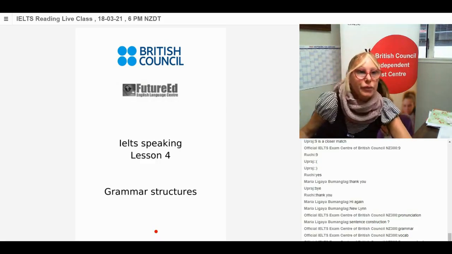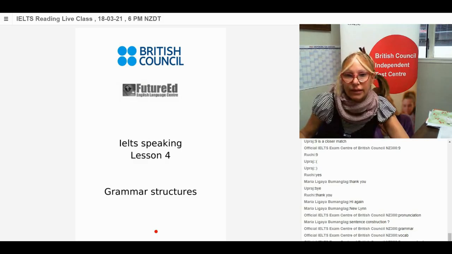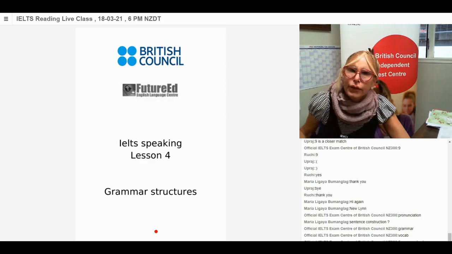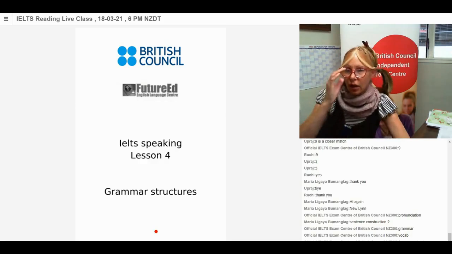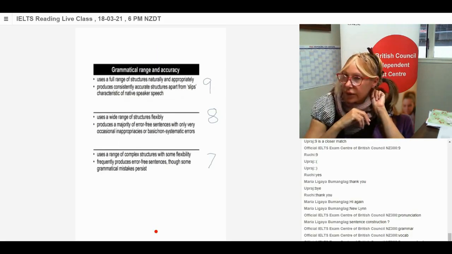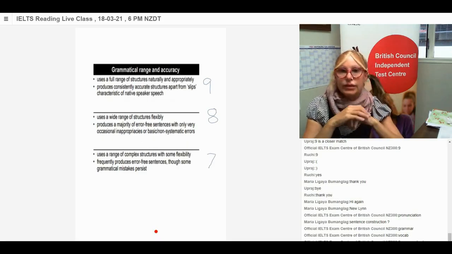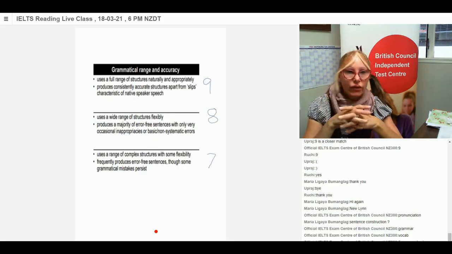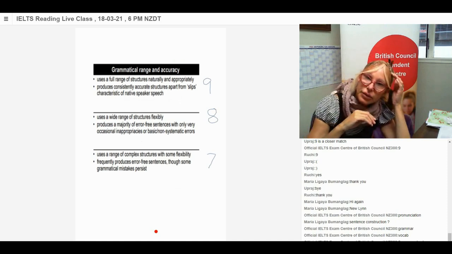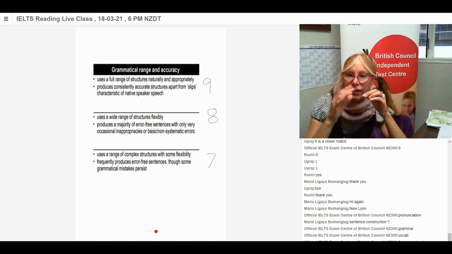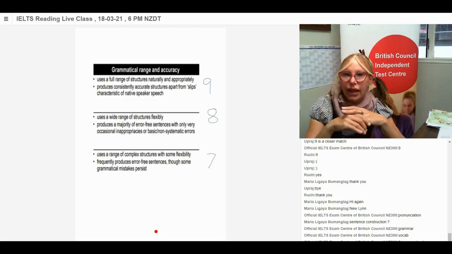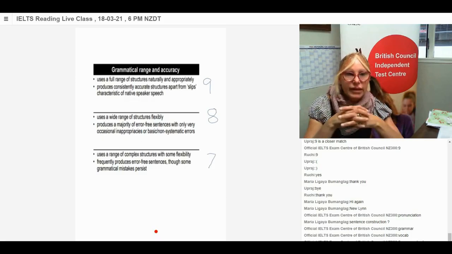We've been looking at grammar structures the last couple of weeks and what it means to do well in the grammar section of the speaking test. It's not very clear, is it? Okay. All right. So if you're not familiar with the IELTS band descriptors, here is something that you can find on the internet very easily. There's plenty of places to find this. But this is just looking at the grammatical range and accuracy, which is the same as the grammar section.